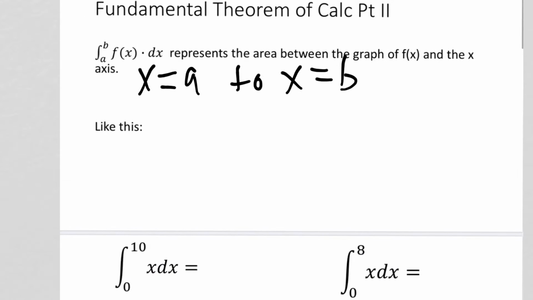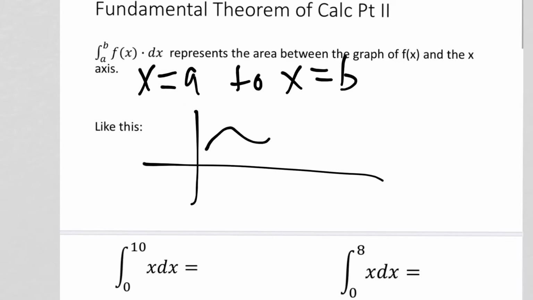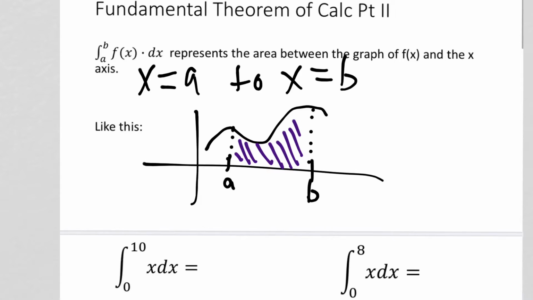So how this might look would be like if we have a curve that looks something like that. And then let's say that this is x equals A, and let's say this is x equals B. So what we have is this area that's between the x-axis and the graph, and this integral is going to tell us the area of this purple shaded region.